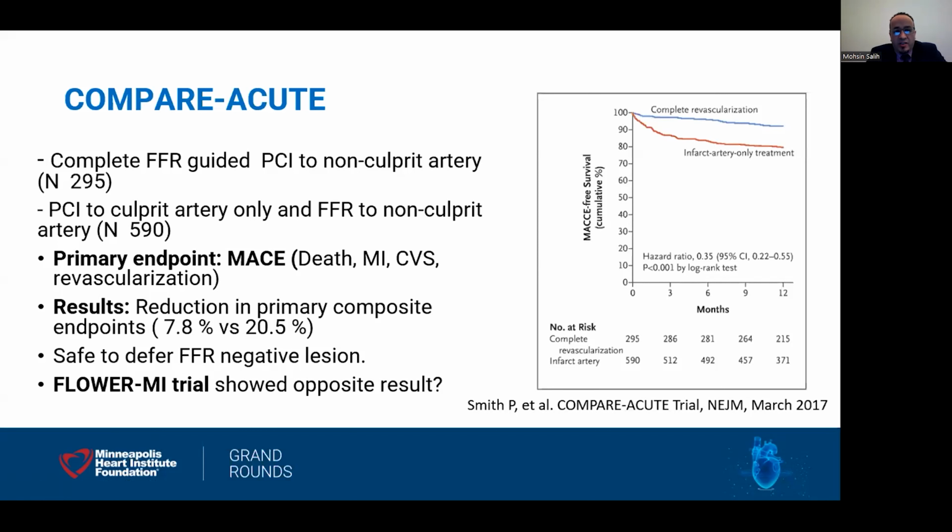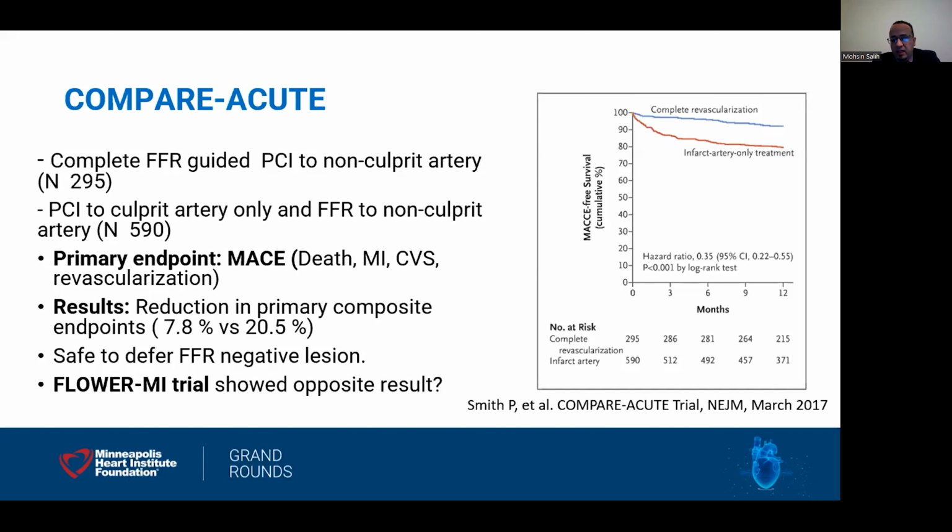So this trial shows us that if we use FFR to evaluate the non-culprit lesion, it's a good tool, because compared to the other group where we didn't treat, about 50% came positive in both, so there was no huge difference. And also when we looked at the negative ones, those patients did well. But unfortunately, a study came which is called the FLOWER-MI trial.